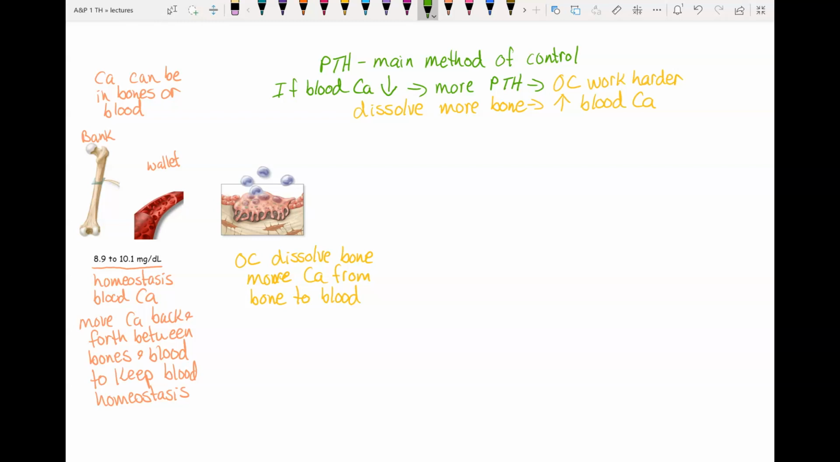If blood calcium is high, if you're doing good and you have plenty of calcium in your blood, then you just have less PTH. You turn down the PTH. And when you have less PTH, then you're not telling your osteoclasts to work. So they get kind of lazy. They hang around, they take long breaks. They're not really doing much. So in the absence of that stimulating PTH, your osteoclasts just kind of take it easy.